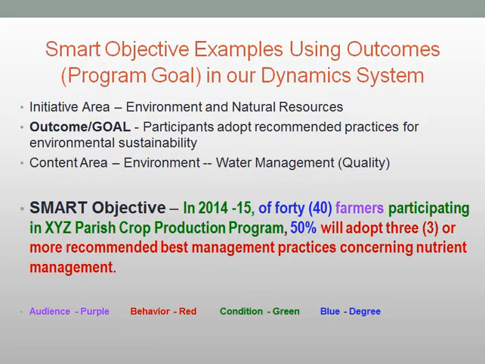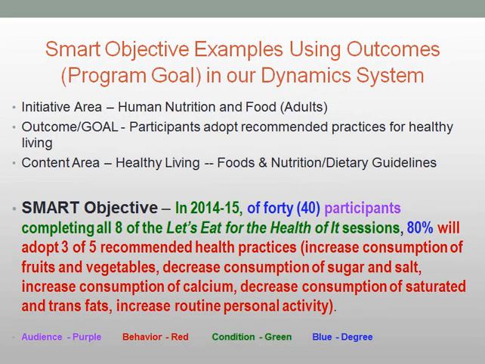And then the final question I would ask, is it written in the correct format? And so yes, it has the year first, reporting year or the time frame. It has how much change will occur. It's got 50% of 40. It also has circumstances that lead to the change, including participating in the XYZ Parish Crop Production Program. And it also has what learning or behavior will change, this adoption of 3 or more recommended best management practices. Let's look at another example.